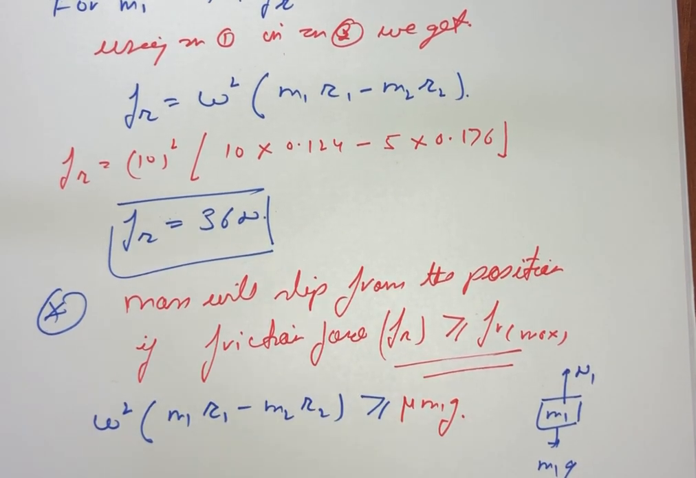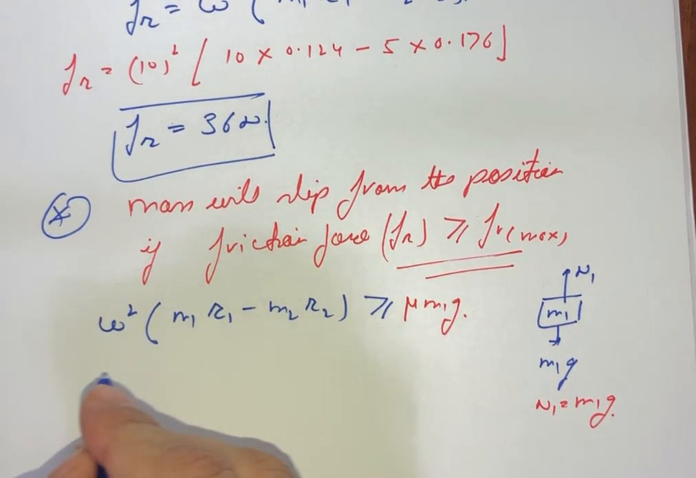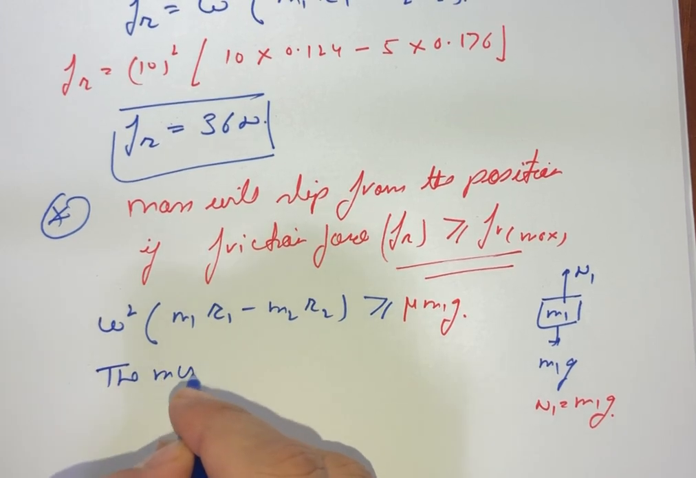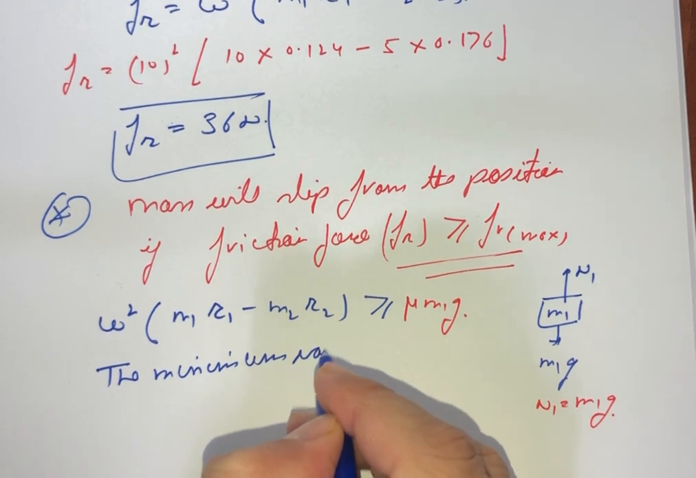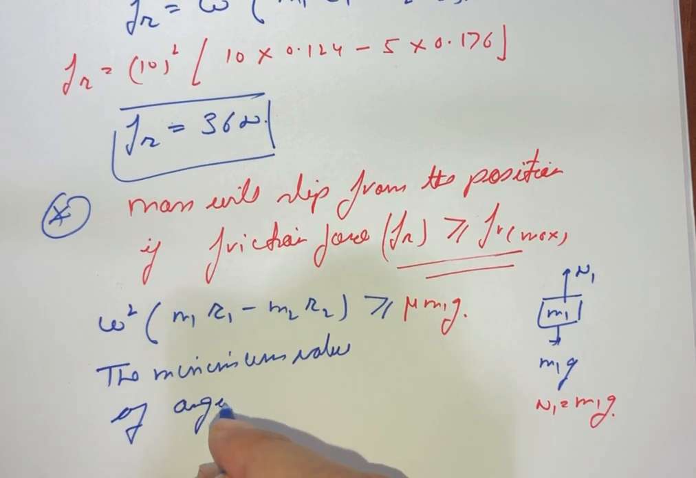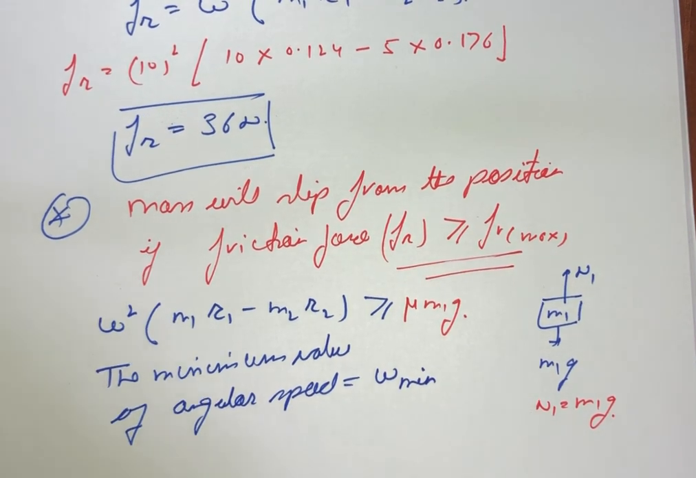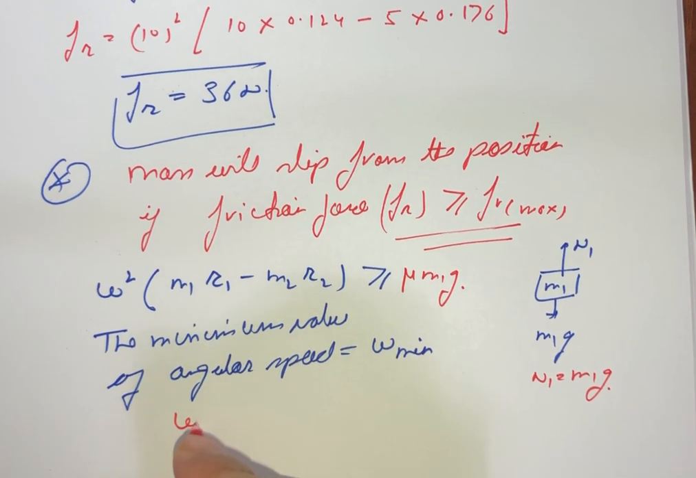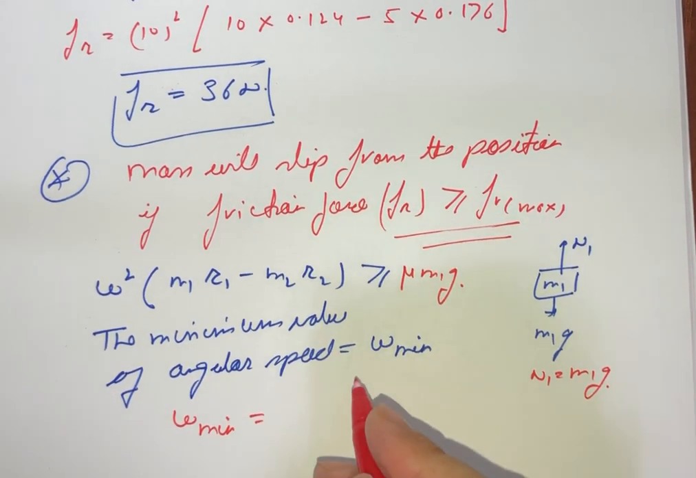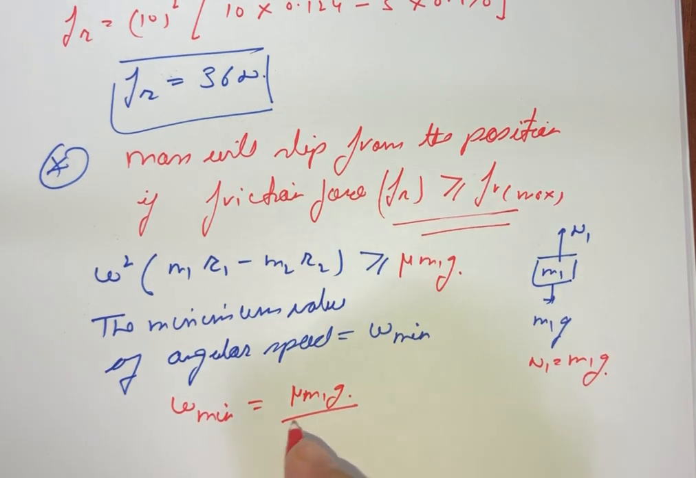Therefore we need the minimum value of angular speed, which is omega minimum, and this omega minimum will be equal to the square root of mu m1g divided by m1 r1 minus m2 r2.